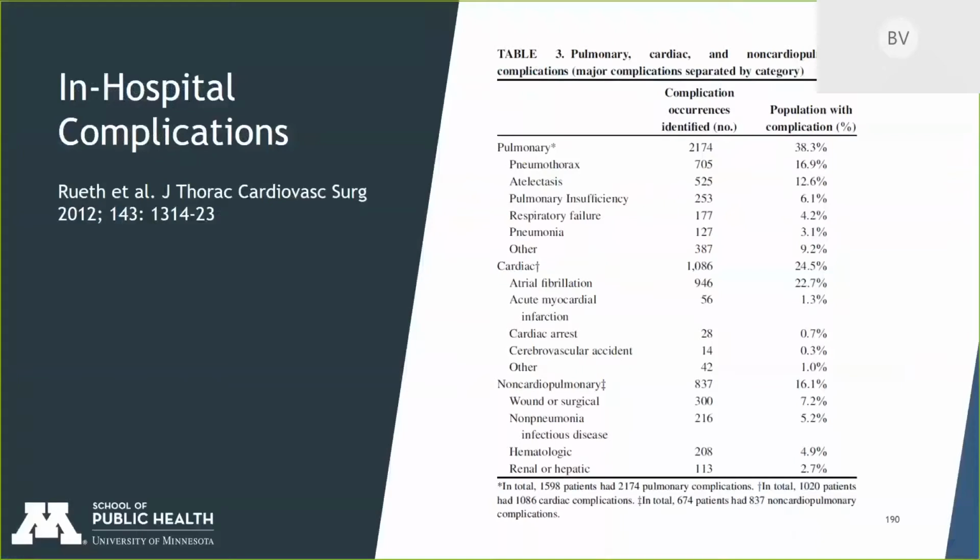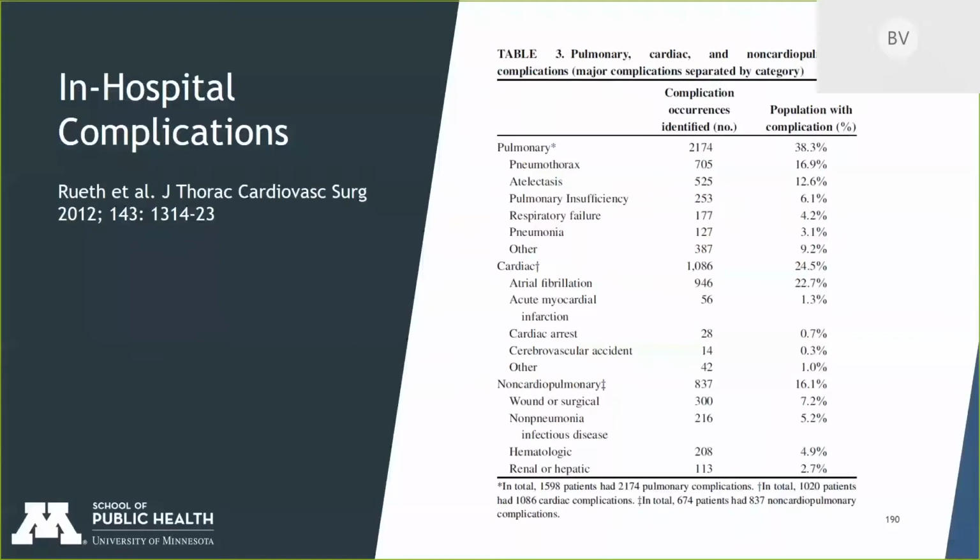Here is one example of looking at in-hospital complications. These are the types of things that you can measure. This was a group from the University of Minnesota that was looking at lung cancer surgery complications. You can see things like pneumothorax, respiratory failure. You can see cardiac complications, atrial fibrillation, for example.